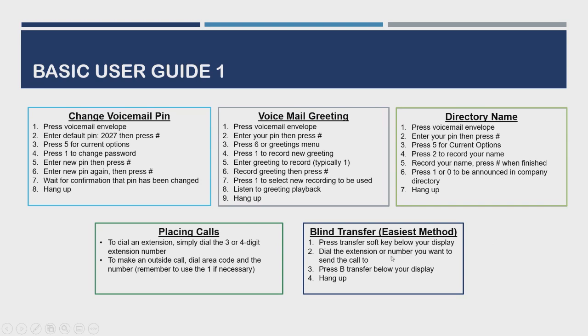So after you dial your number, you press your transfer button again, and that connects the call through. You can hang up and you're done. So transfer key, input the number, transfer button again, hang up, you've completed a blind transfer.